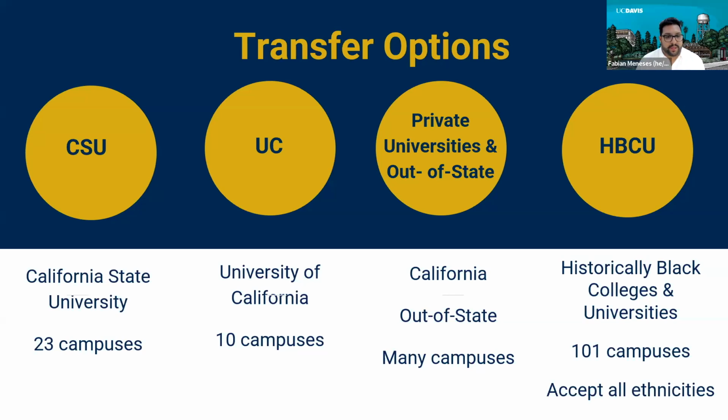There's also a lot of out-of-state schools that you can apply to. So for example, you can transfer out of state through the Western Undergraduate Exchange. Lastly, there's also HBCUs, which is a huge system. And this is another option for many students. Although these schools are considered historically Black colleges and universities, they do accept all ethnicities, and HBCUs have about 101 campuses across the United States.